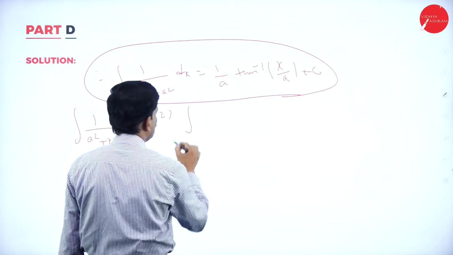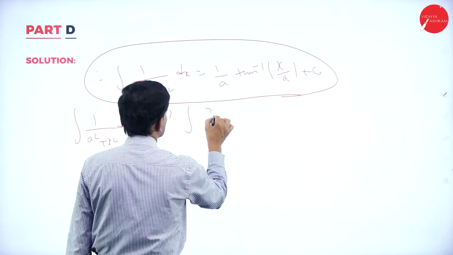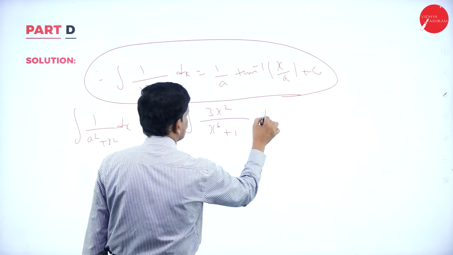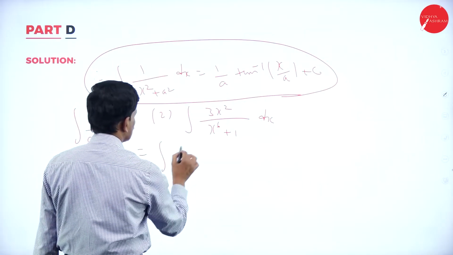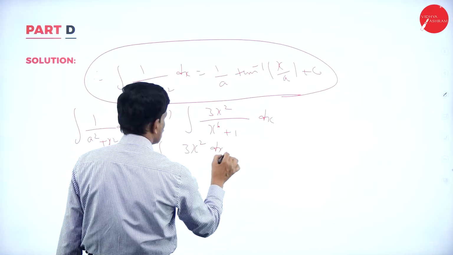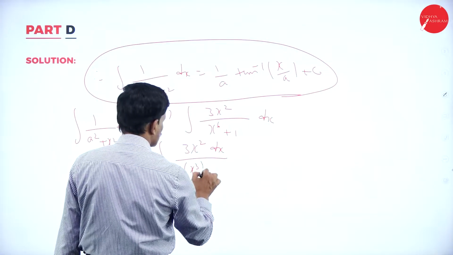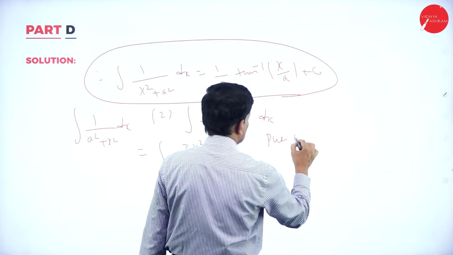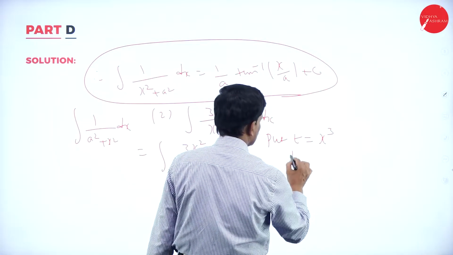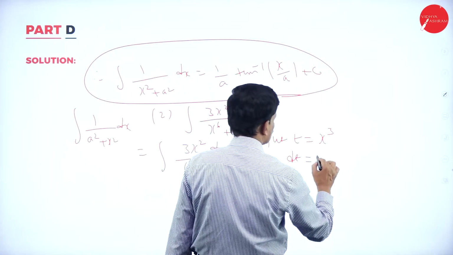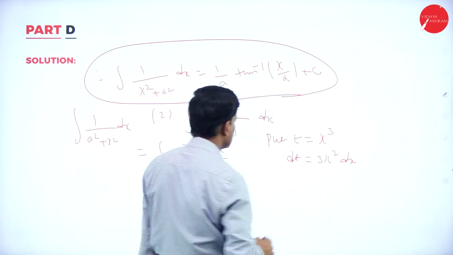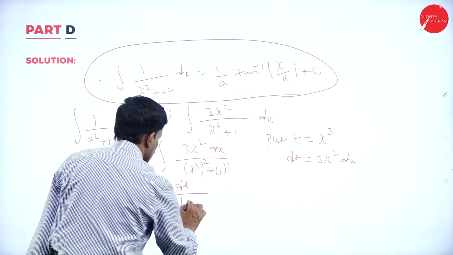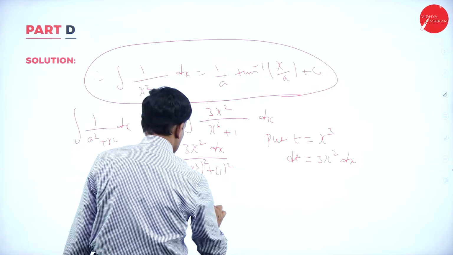What is part 2? To evaluate 3x square divided by x to the power of 6 plus 1 into dx. Now let us convert this as 3x square dx divided by x cube whole square plus 1 square. Now let us take the substitution. Put t is equal to x cube, differentiate it. dt is equal to differentiation of x cube, which is 3x square dx. See, this 3x square dx becomes dt divided by x cube, which is nothing but t square plus 1 square.